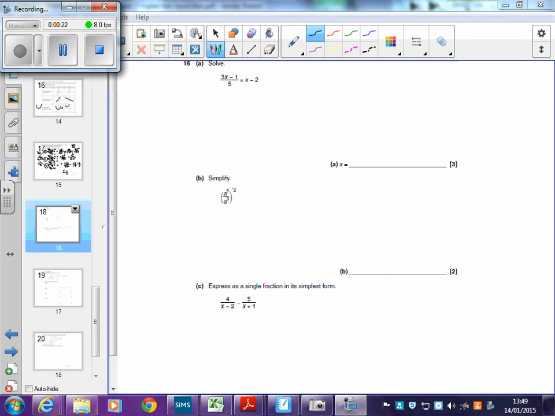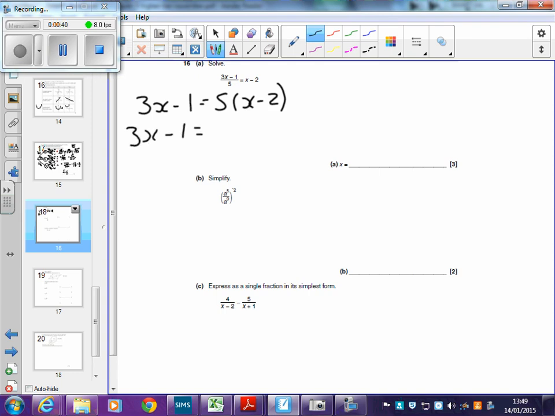I'm allowed to do that because it is dividing everything on the left-hand side, so that's the first thing you want to move across to the right. So on the left-hand side, I'm left with 3x minus 1. The 5 goes over, and it is times everything on that other side, so make sure you put the other side in brackets. Get rid of your brackets. So I've got 3x minus 1 is equal to 5 times x is 5x, 5 times minus 2 is minus 10.